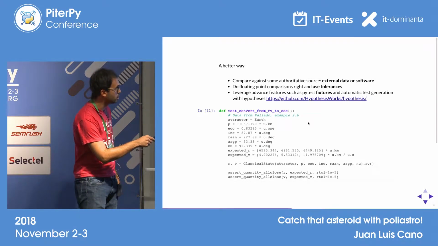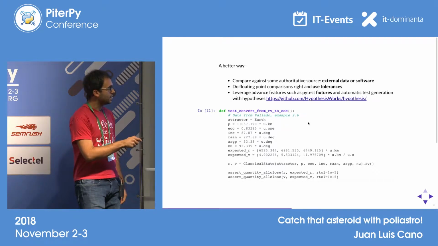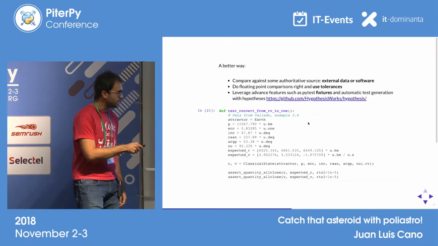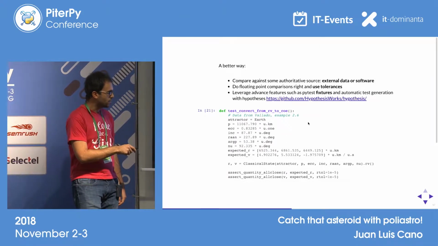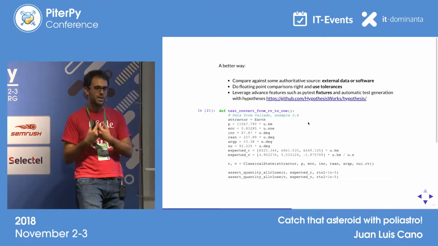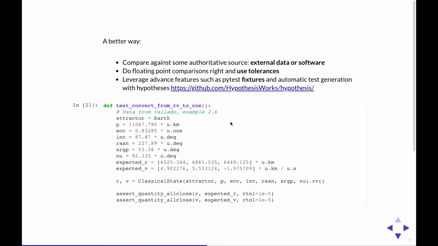So here there is a book with some textbook assignment, and I copy the input data and the expected output from the book, and then I run my algorithm and check that my output is equal to the output from the book. And this is a better way to validate this algorithm.